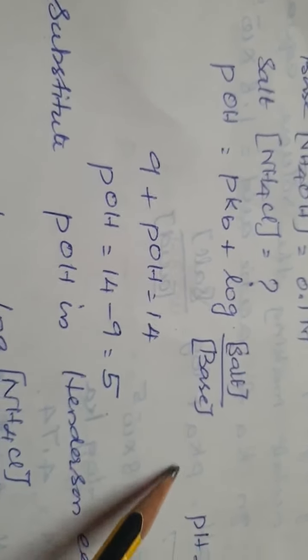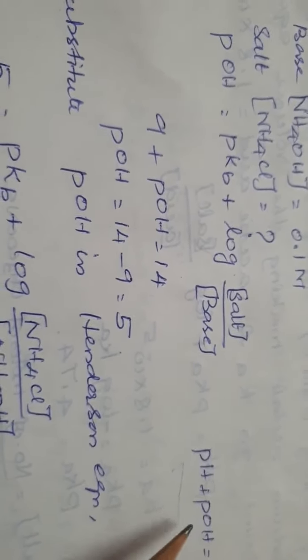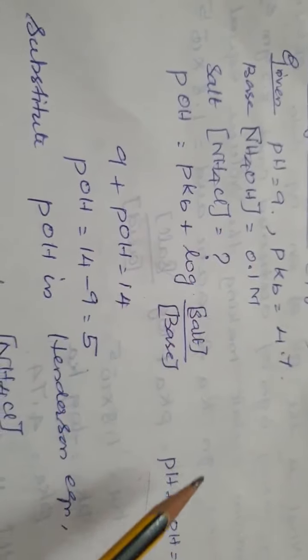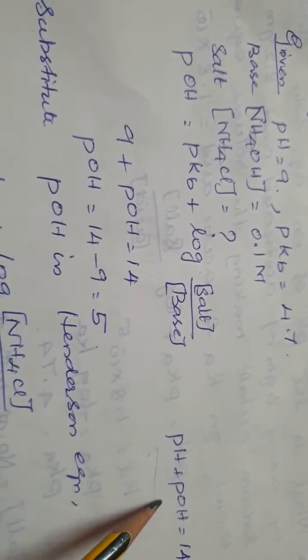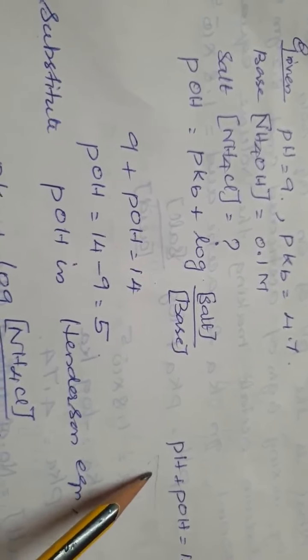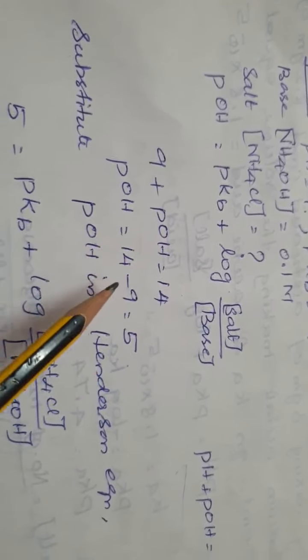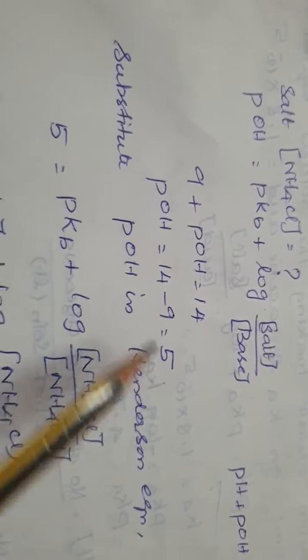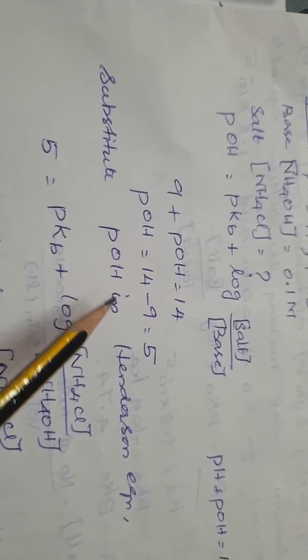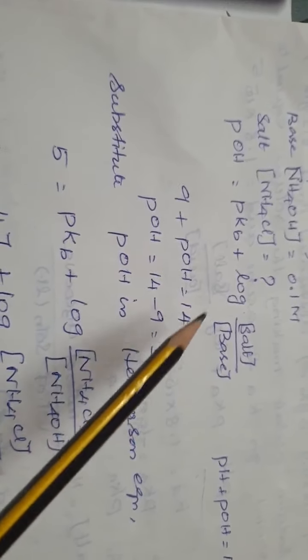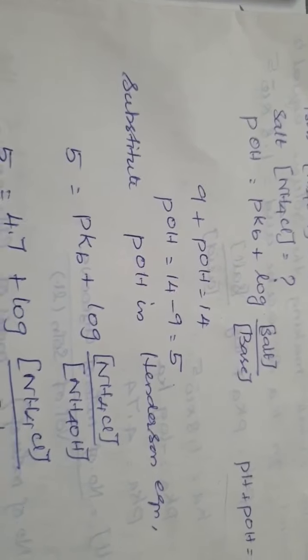Already you know that pH plus pOH is equal to 14. So pH value is given. Can we calculate pOH? By substituting pH is equal to 9, so 9 plus pOH is equal to 14. So pOH is equal to 14 minus 9, which is equal to 5. Then substitute the pOH value in the Henderson equation. In this equation you have to substitute all the values.